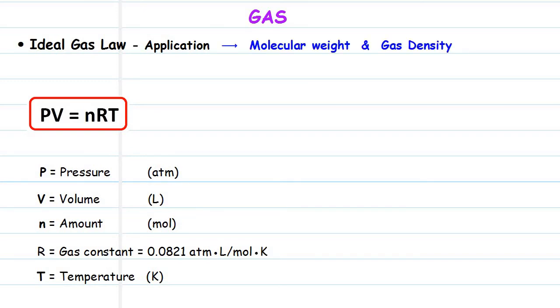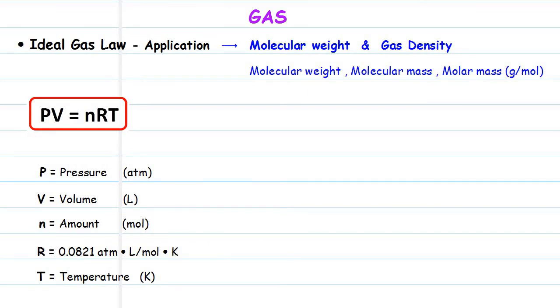Here, we will try to use the ideal gas law to figure out molecular weight and gas density. Please be mindful that the terms molecular weight, molecular mass, and molar mass are sometimes used interchangeably, but as long as you stick with the unit gram per mole, you should be good to go.